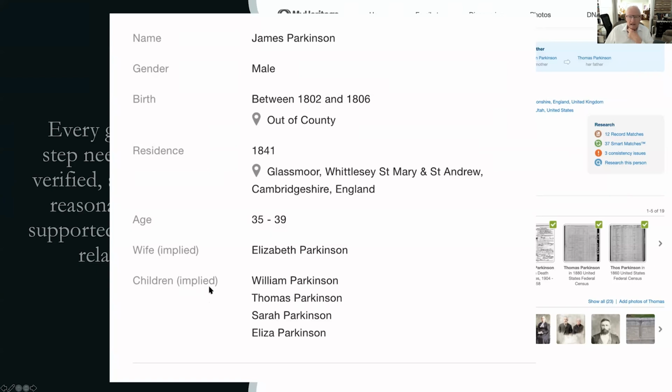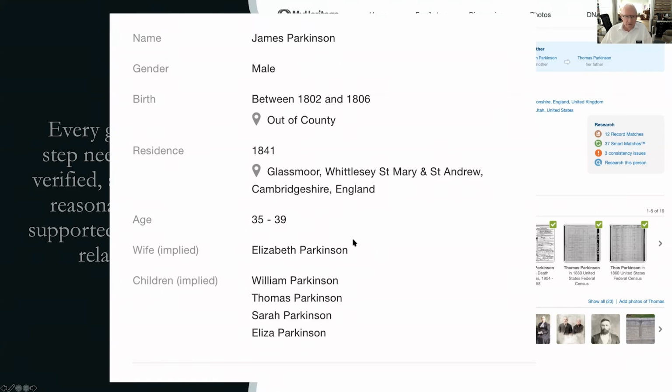It says implied. Well, implied means that it showed up in the 1841 census, and from the English standpoint, it's only implied because that's what it's listed. We would basically be more inclined to accept the census record filled out in 1841 by James Parkinson than we would want to doubt that relationship.